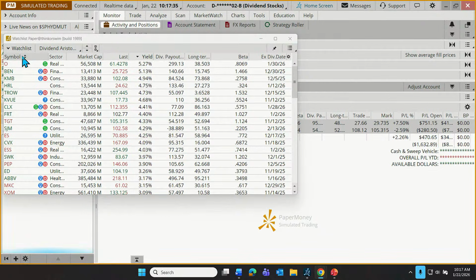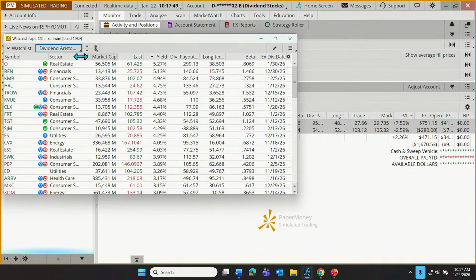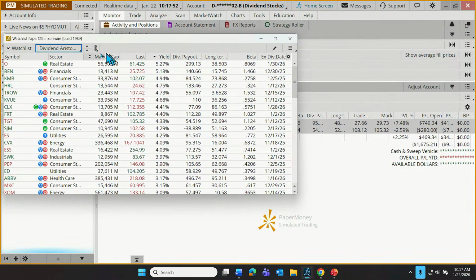But included in these columns, we have our symbol, we have the sector, which can help very quickly assess whether this is actually going to contribute to the concentration or diversification of our portfolio. We have the market cap. Let's open up this sector just a little bit so we can see that a little bit better. There we go. Market capitalization of these companies. We can see the last trading price. We can see the yield. And I have these organized highest yield to lowest. We just click on the column heading and it'll organize those.